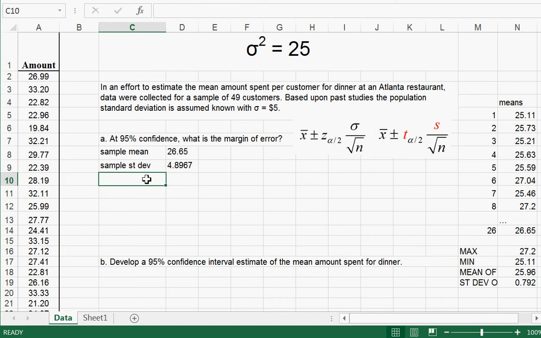I'm going to type in population standard deviation. And what is it equal to? Everybody, what's it equal to? 5. And then we're going to do, so what's the next thing that we calculate in this thing here? We have sigma, right?